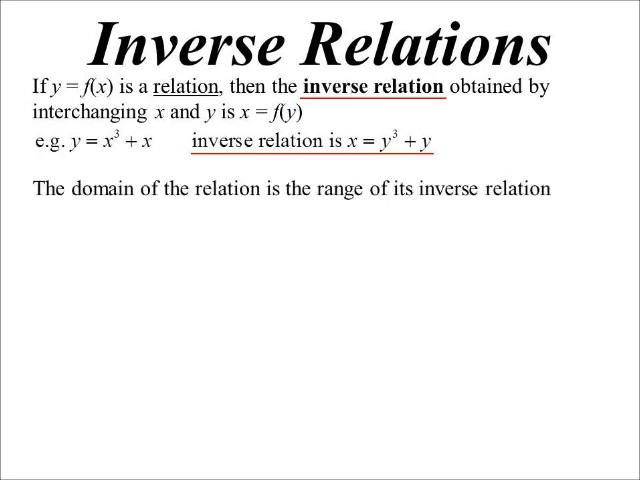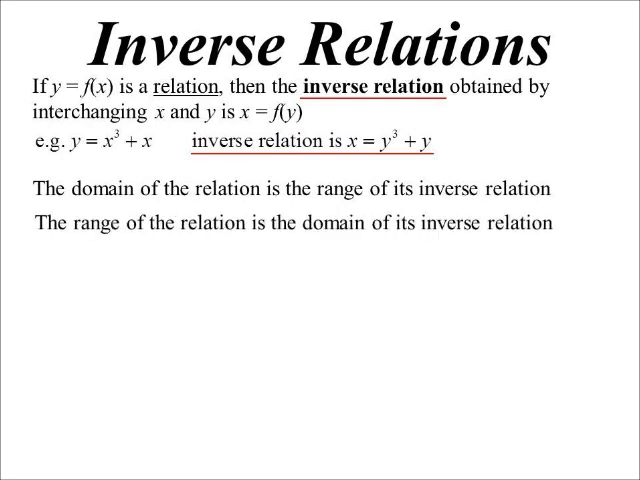Now, what happens then is because we swap the x and the y's around, the domain and the range swap around. So the domain of the original relation becomes the range of the inverse, and vice versa. The range of the original relation becomes the domain of the inverse.